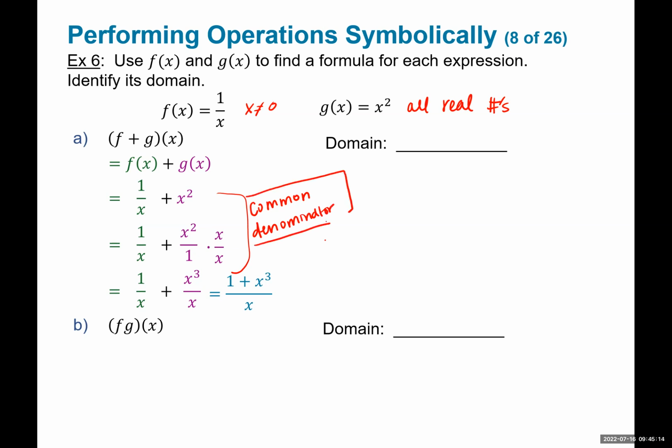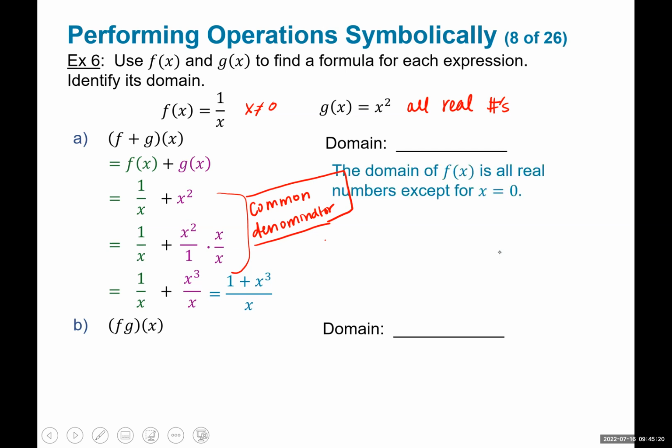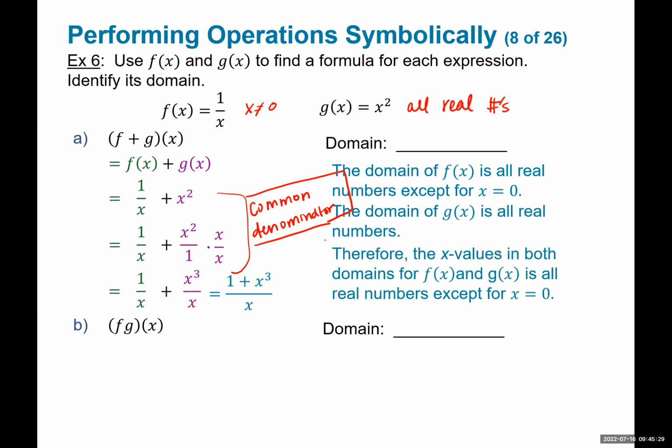In order to add fractions, you have to have a common denominator. So that's key. Okay. For the domain, we know that f of x is all real numbers except x equals 0. And for g of x, it's all real numbers. So we are going to put those together: all real numbers except for 0. So from negative infinity to 0, from 0 to positive infinity.